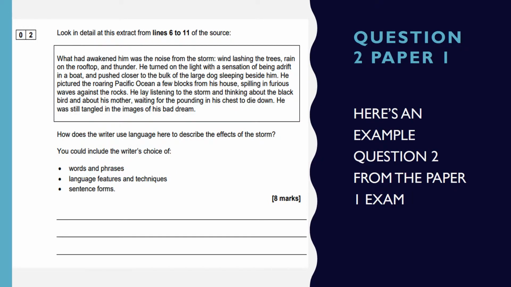Here's an example, Question 2 from an actual exam paper. Most of you will have seen one like this before. As you can see, the question tells you which part of the text to focus on and they give you the extract to work from.